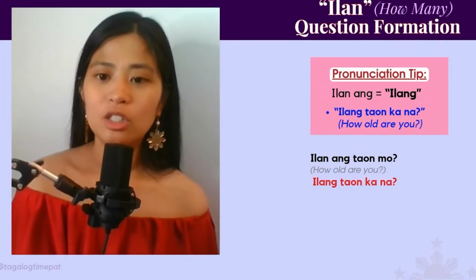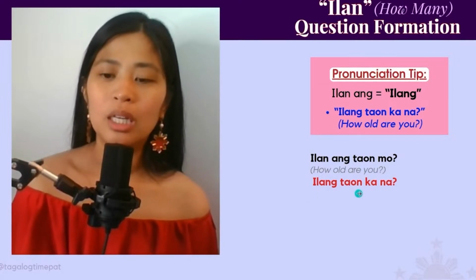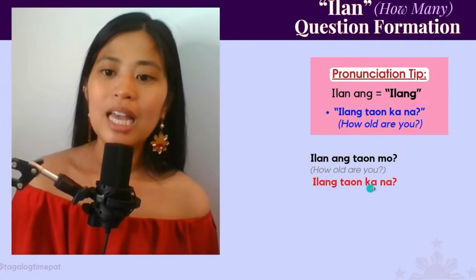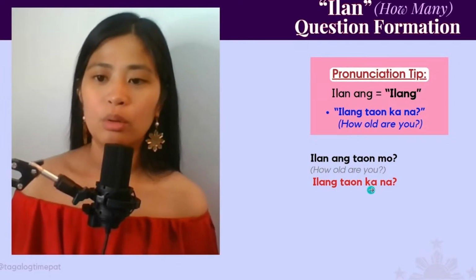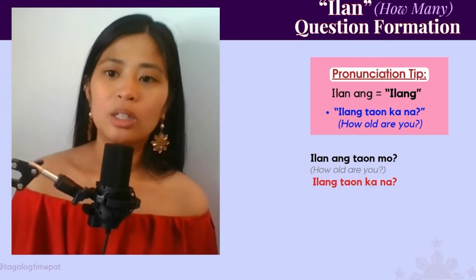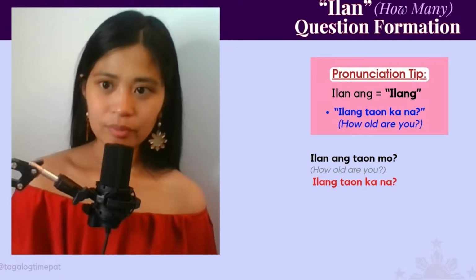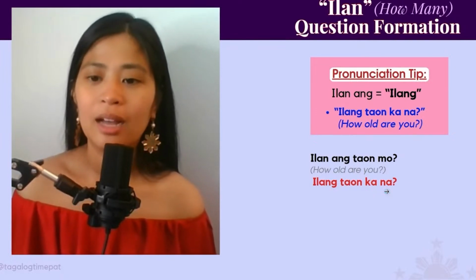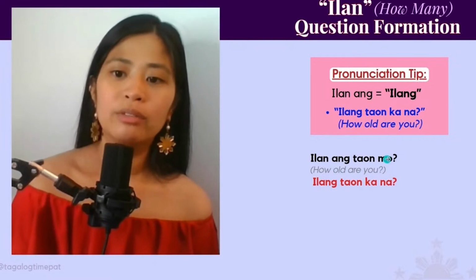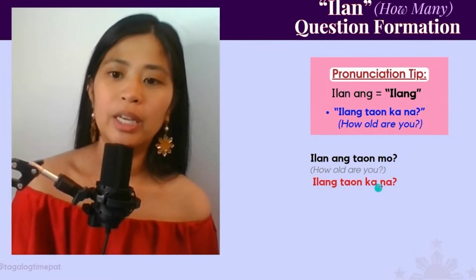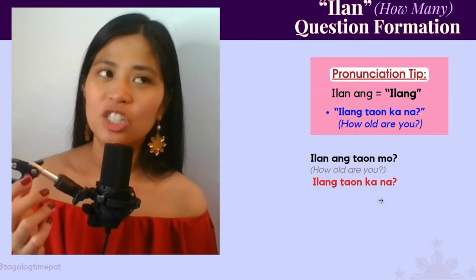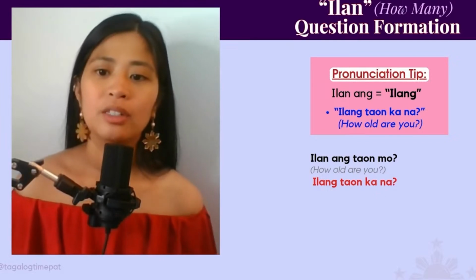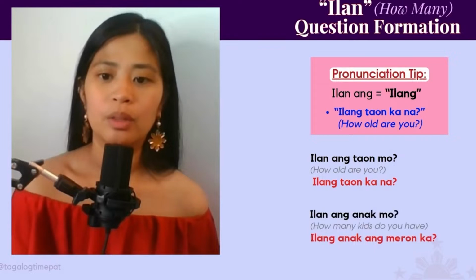But when we make the contraction, ilang taon ka na, now we are using a different pronoun. So, ilang taon ka na. And you don't have to add na. Ilang taon ka? How old are you? But I do want to point out you have to change the pronoun here when you're making the contraction. And it's just a different form of asking how old are you.